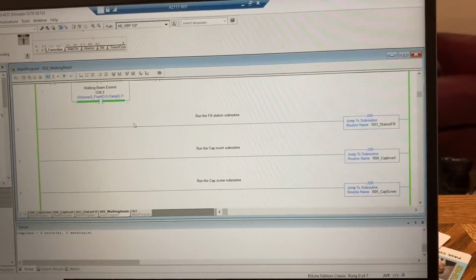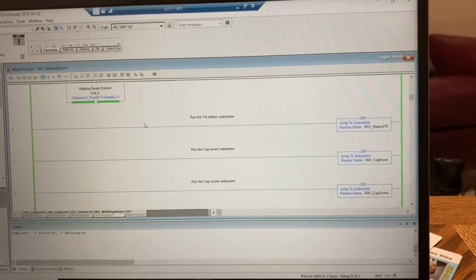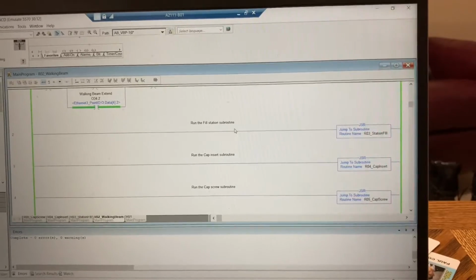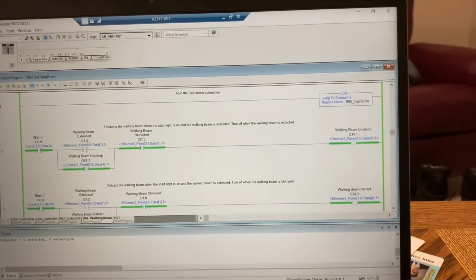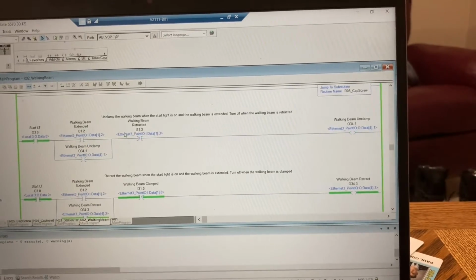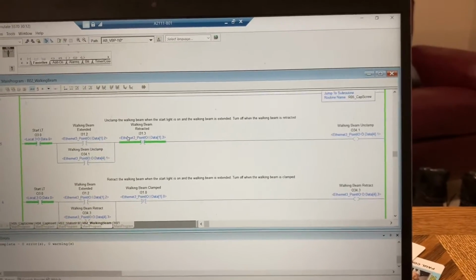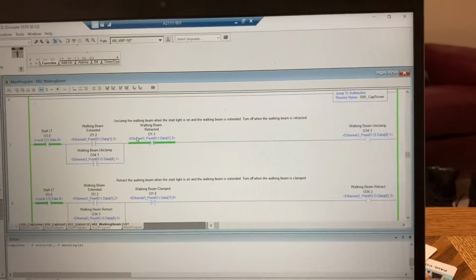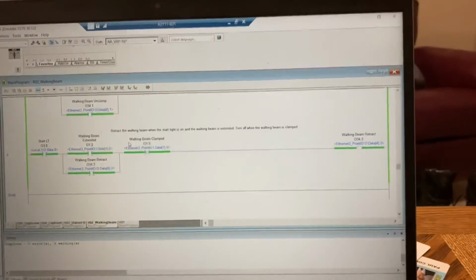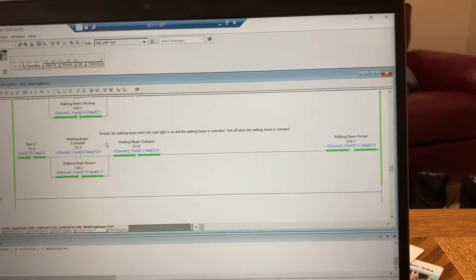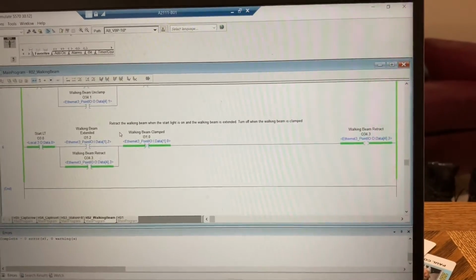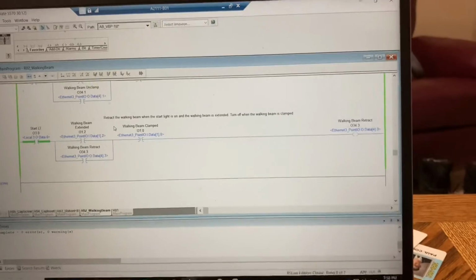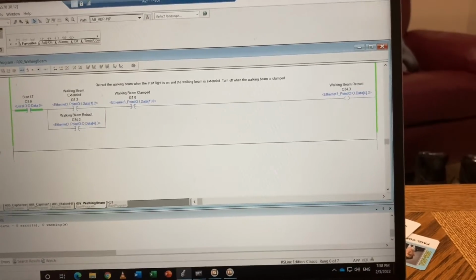Next, I have some rungs to call the other subroutines to make sure that their processes are filled. Next, I have code that unclamps the walking beam when the start light is on and the walking beam is extended, and it turns off when the walking beam is retracted. The sixth rung retracts the walking beam when the start light is on and the walking beam is unclamped, and turns off when the walking beam is clamped. And that's it for the walking beam controls.